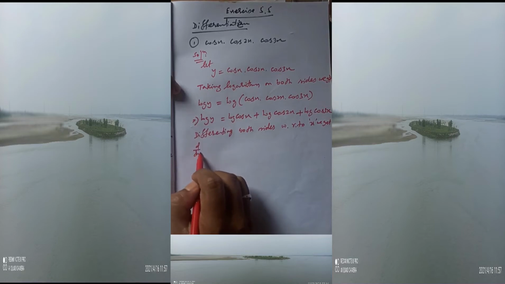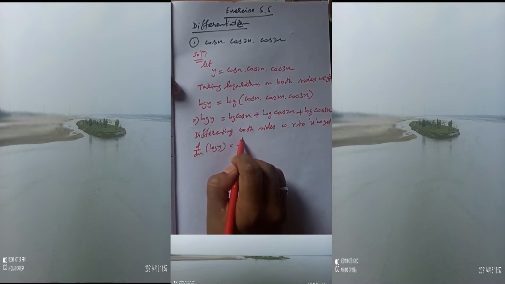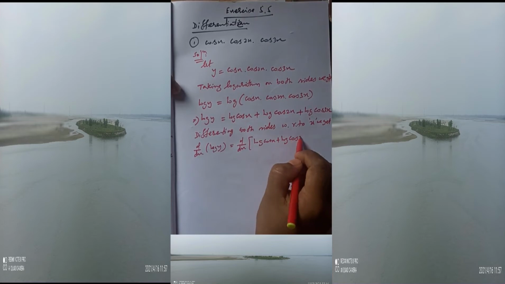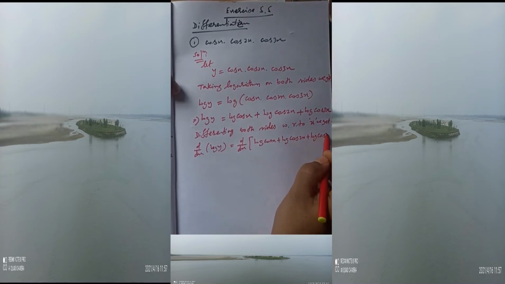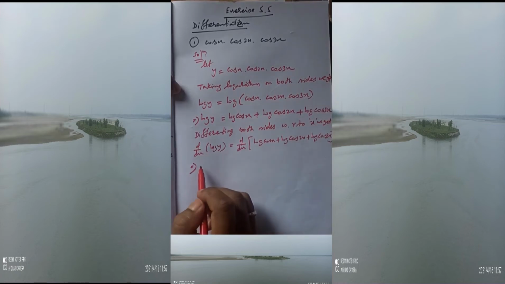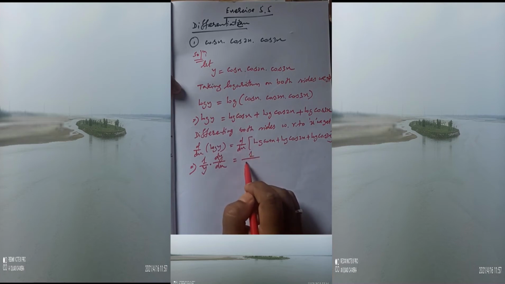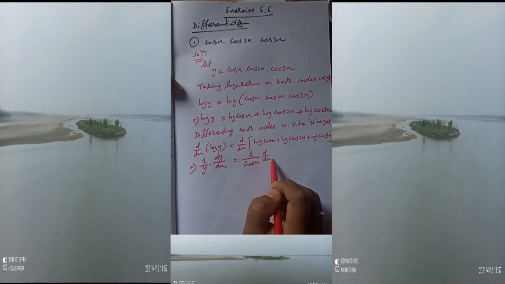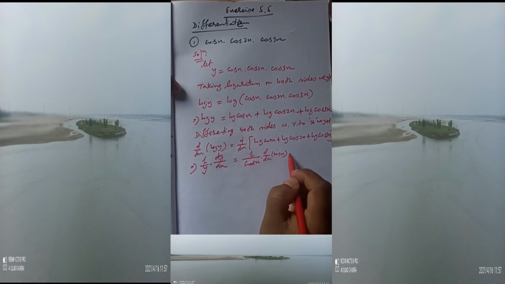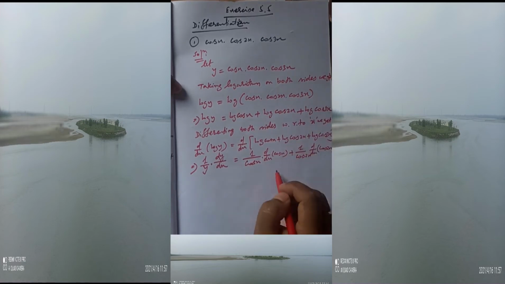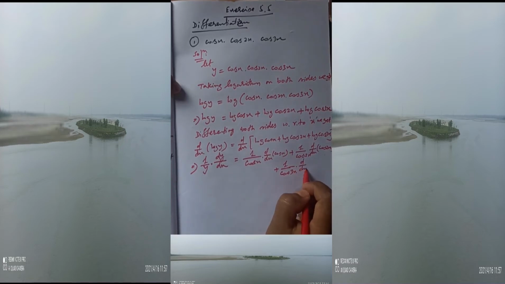So d by dx of log y, this side also d by dx of log cos x plus log cos 2x plus log cos 3x. The derivative of log y is 1 by y, so for log cos x we get 1 by cos x times d by dx of cos x, plus 1 by cos 2x times d by dx of cos 2x, plus 1 by cos 3x times d by dx of cos 3x.